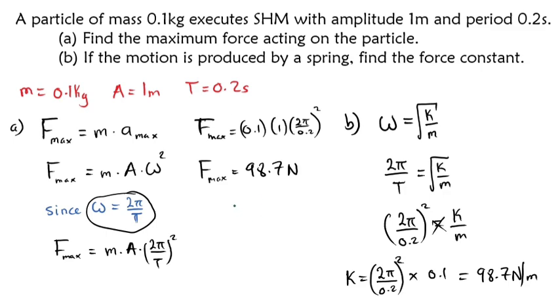Now the reason why we're obtaining the same value is simply because even if you use the other formula, force is equal to kx, then k is equal to force over x. Remember, the force is 98.7 and the displacement is the amplitude in this case, which is the maximum displacement. So it will be 98.7 over 1, which will still result in the same answer. So whichever method you use, you still get the same thing.